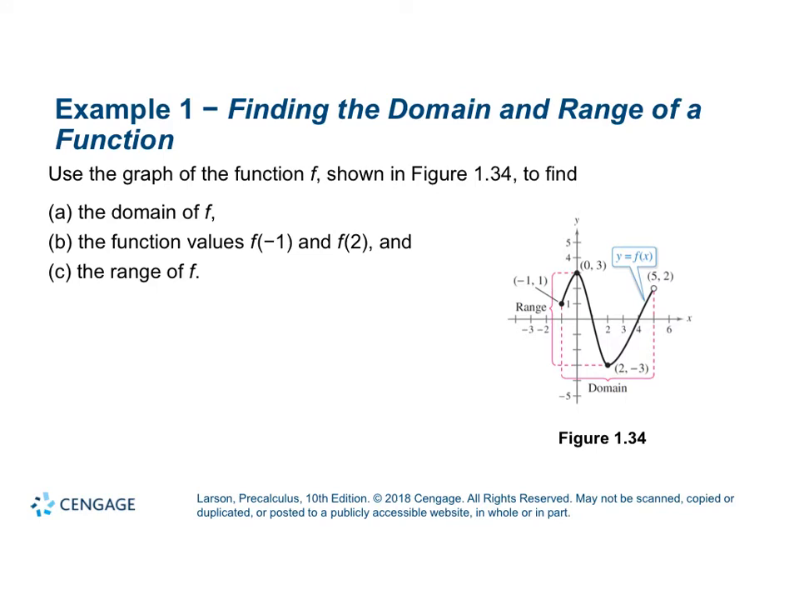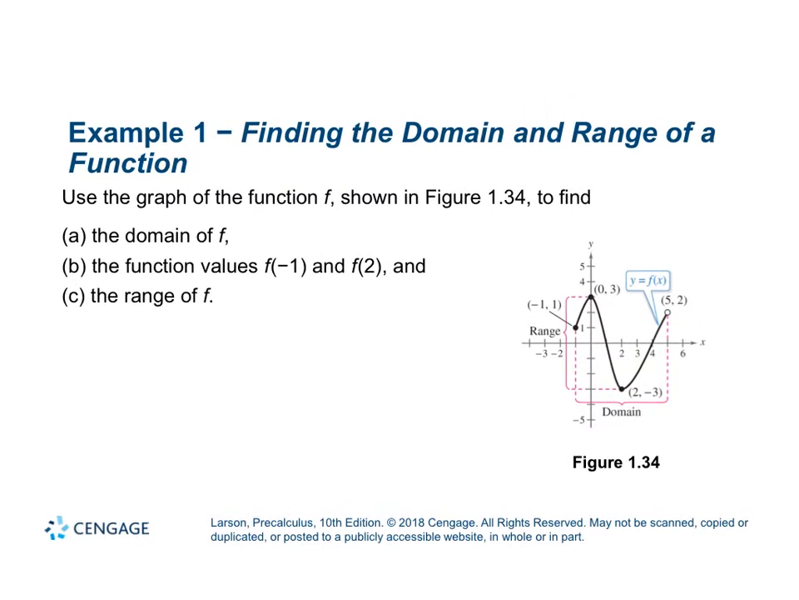We just did this. So we use the graph of a function f shown in figure 1.34 to find the domain of f, the function values f of -1 and f of 2, and the range of the function. So our domain, we go from left to right. We have a closed circle all the way to the left, so that means we have a bracket to start off our domain. And our smallest x value here would be -1. And our largest x value is 5. But since we have an open circle, this means we end our domain with a parenthesis.